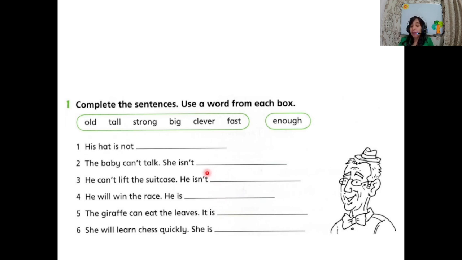Let's continue. The giraffe can eat the leaves. It is tall enough. She will learn chess quickly. She is clever enough. Good job.